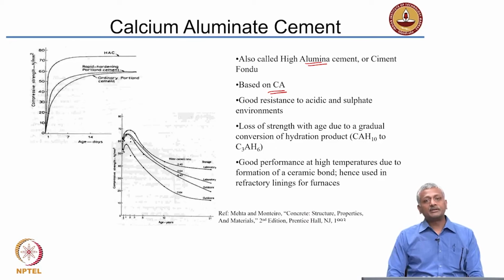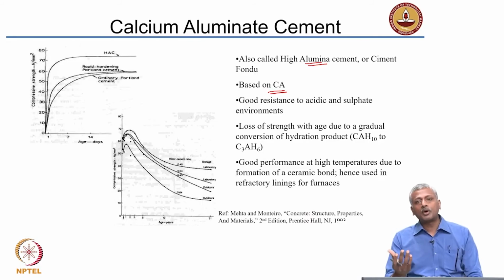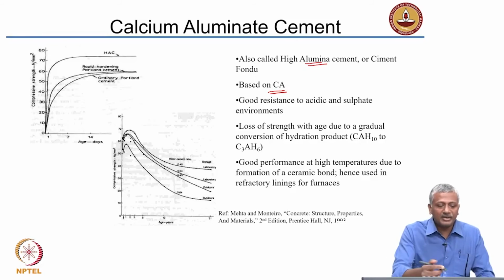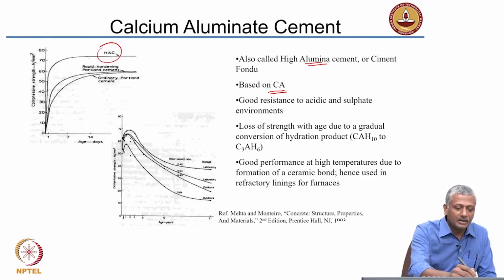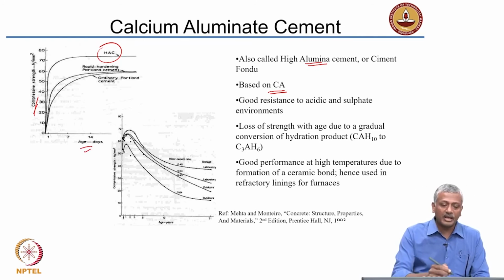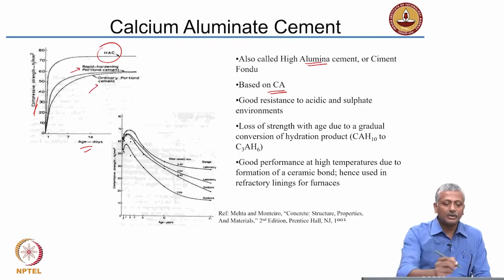Now this type of cement became very popular after the end of the Second World War, especially in Germany, where they wanted to rebuild their infrastructure which had been completely bombarded and destroyed because of the war, right? So they started building rapidly because this cement gains strength very rapidly. As you can see from this picture of strength versus age, the high alumina cement gains strength much more rapidly as compared to rapid hardening cement or OPC.